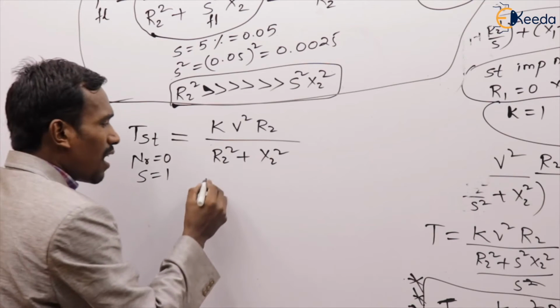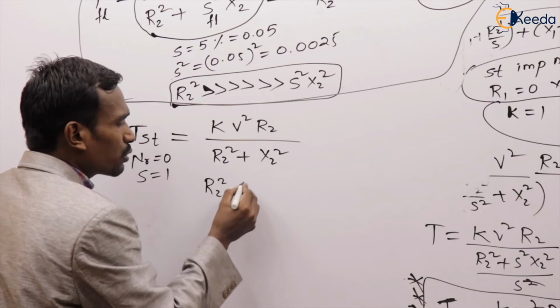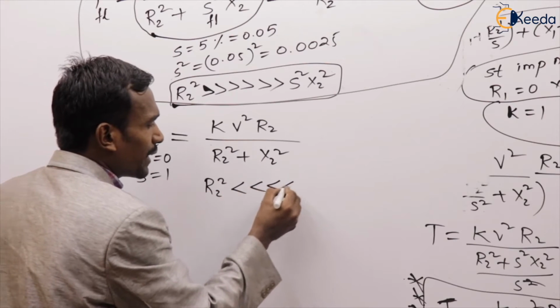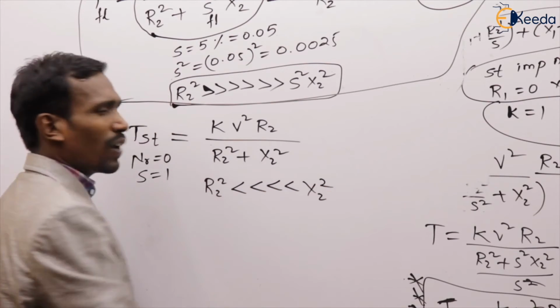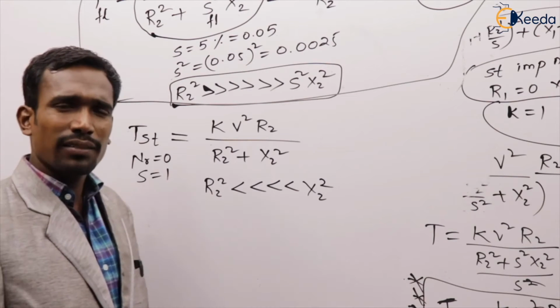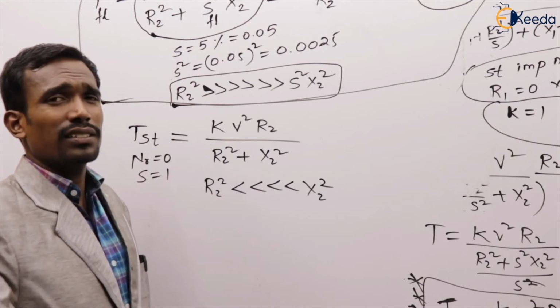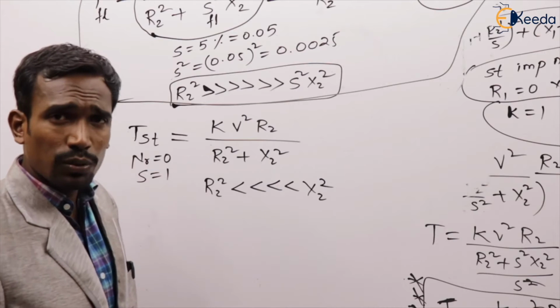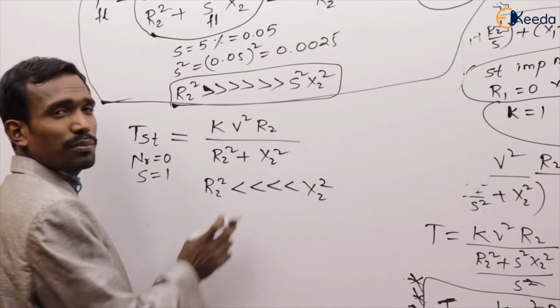But generally, R2 square is very, very much less than X2 square. Generally, for a winding, resistance is less and reactance is more. Yes or no? Now tell me what is the approximated value.